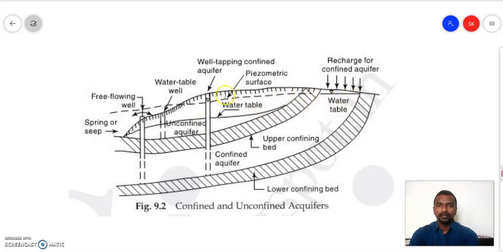Here you can see this is a water table, and the recharge for the confined aquifer may take place from this place, because there is no other open surface through which recharge may occur. So this is the surface through which recharge would occur in the case of a confined aquifer. This is the upper confining bed, this is the lower confining bed, as I discussed. And in the case of an unconfined aquifer, it gets the opportunity through this entire surface from where recharge may occur.